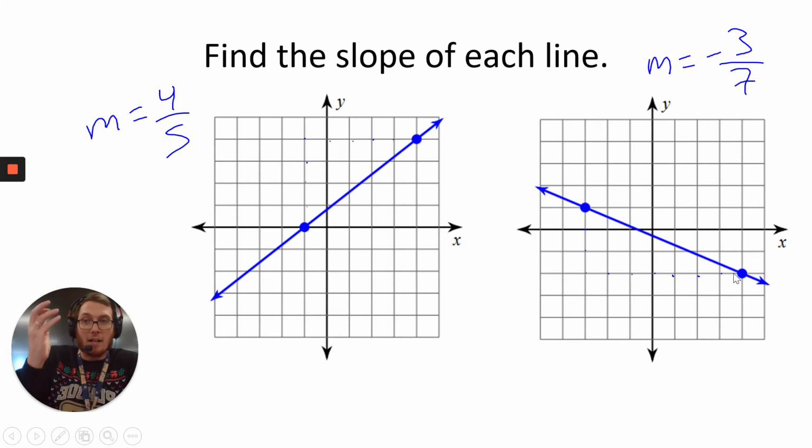So the rise is actually a decrease, so it's down 3, that's why it's negative, and then over to the right 7. Whenever you do slope ideas, always go from the left point to the right point. I think that will help you out in terms of keeping things organized when it comes to finding the slope of a line.